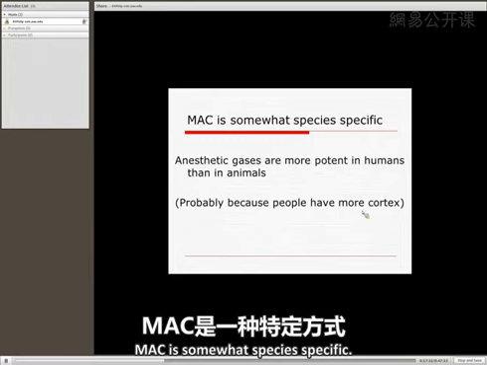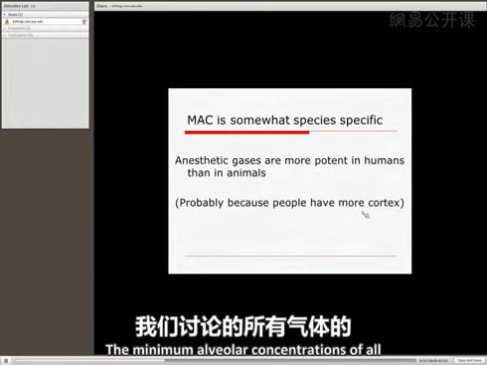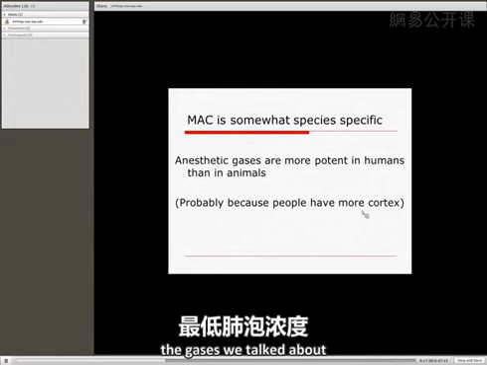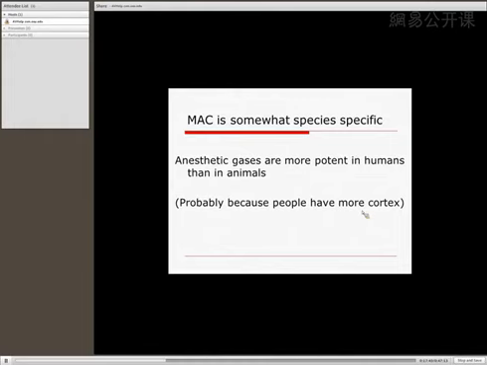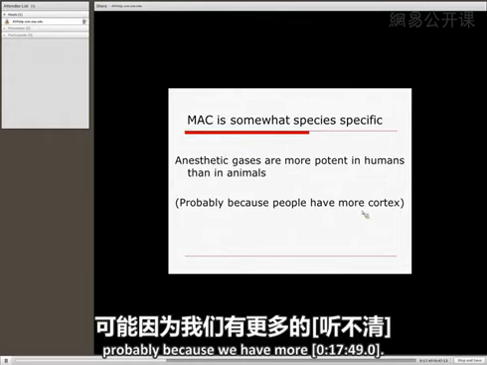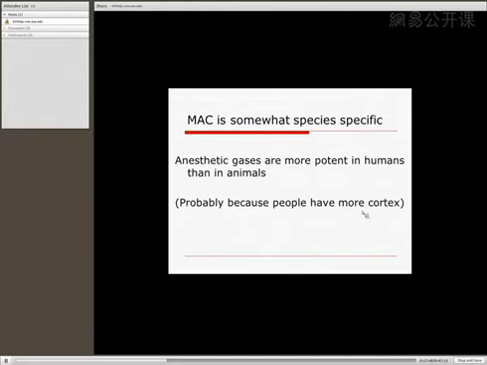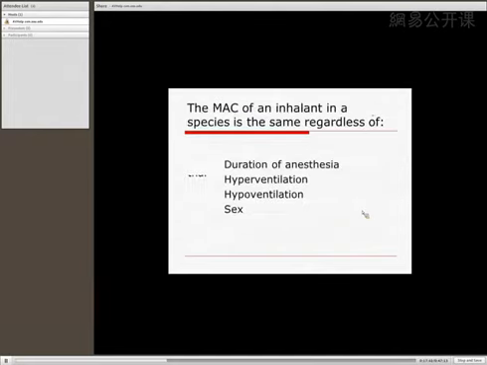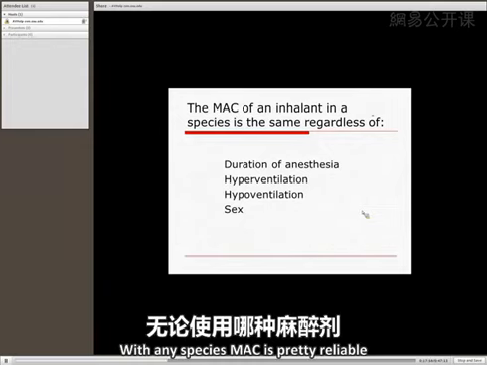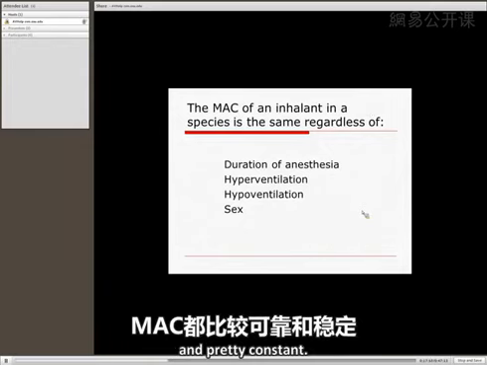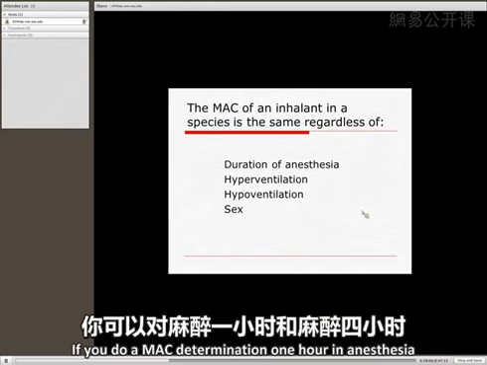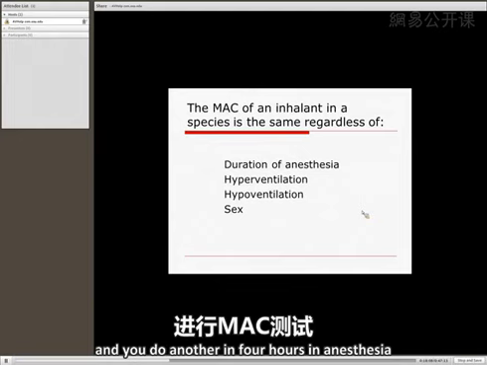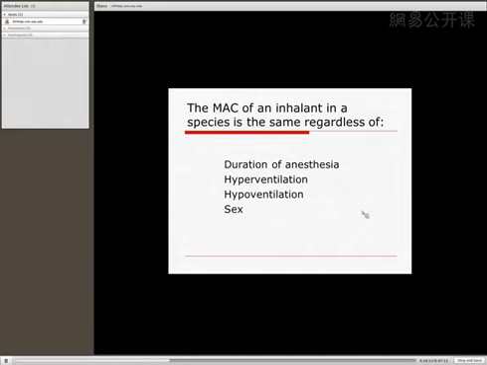MAC is somewhat species specific. The minimum alveolar concentrations of all the gases we talk about are lower in people than they are in animals. Probably because we have more cortex. Within a species, MAC is pretty reliable, pretty constant. The duration of anesthesia doesn't affect it. If you do a MAC determination 1 hour into anesthesia, and you do another one 4 hours into anesthesia to see if it's the same, it's pretty much the same.